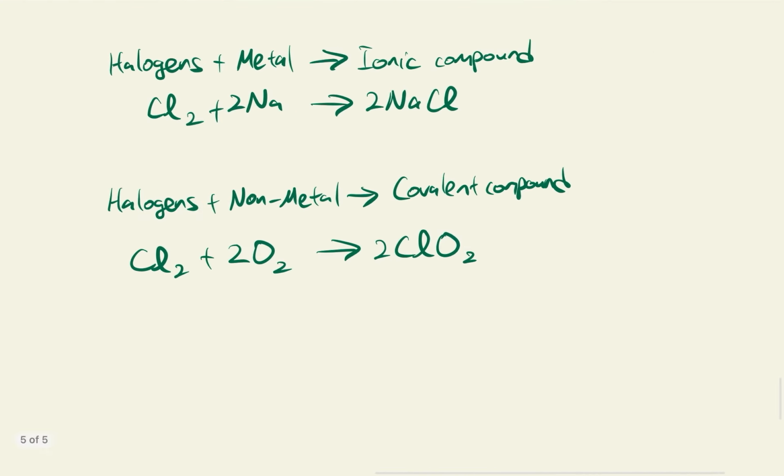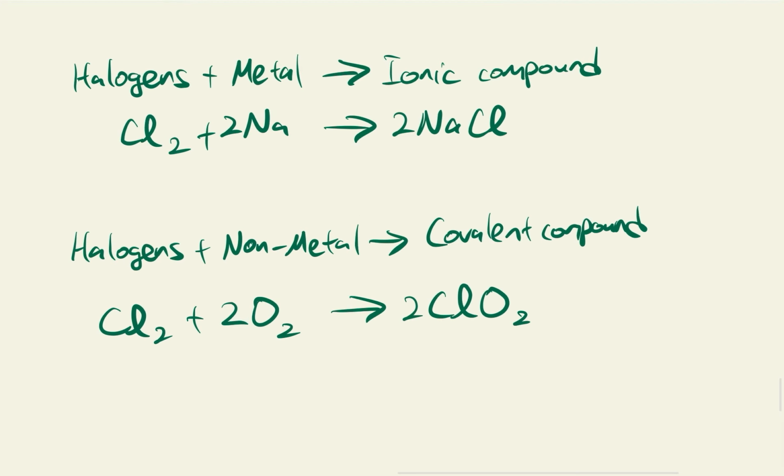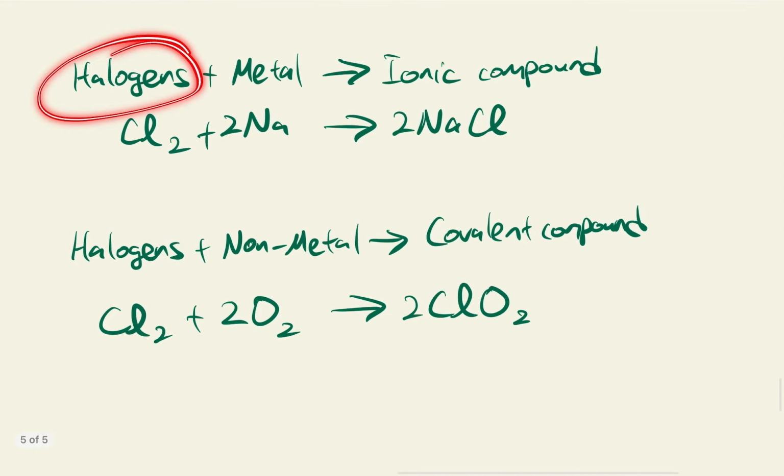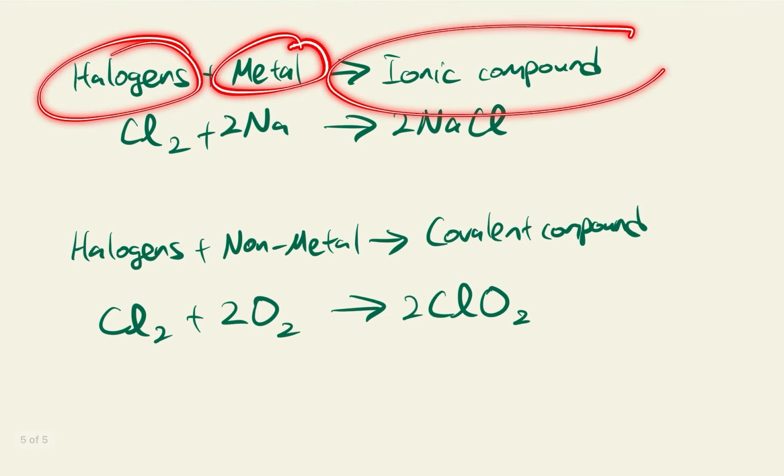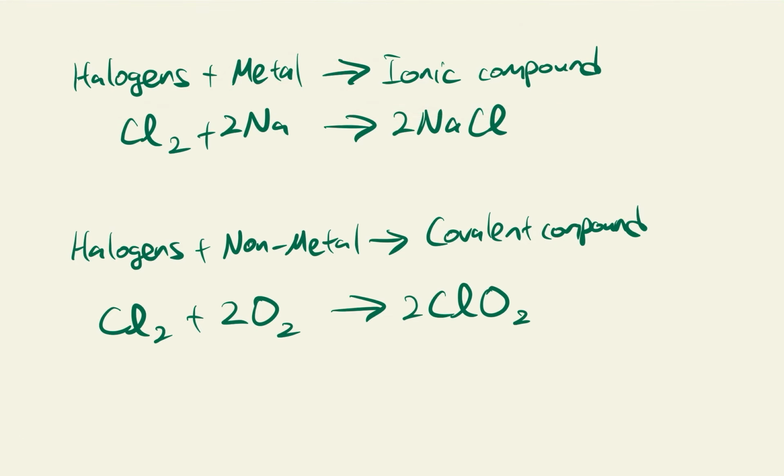Alright, so other properties include what reactions halogens would produce. Halogens react with metals to form ionic compounds. Now why is this so? Because halogens just need to gain electrons, and what do metals do? They give away electrons. So they're very good oxidising agents.